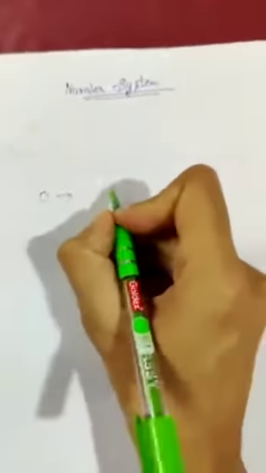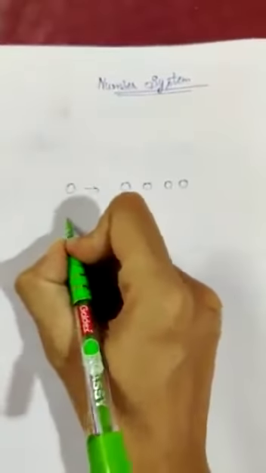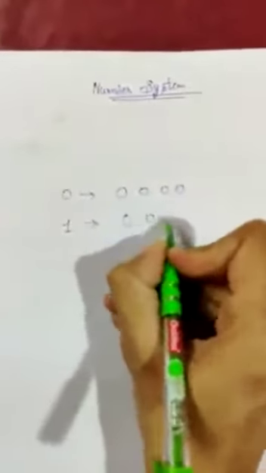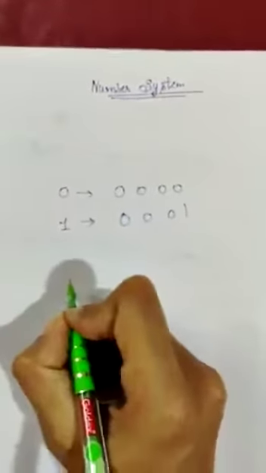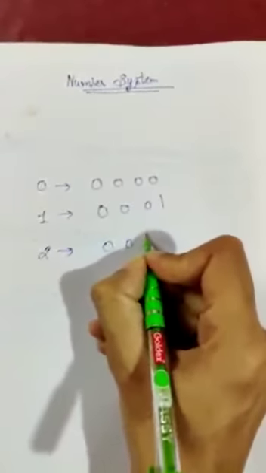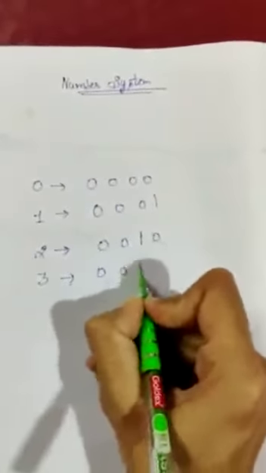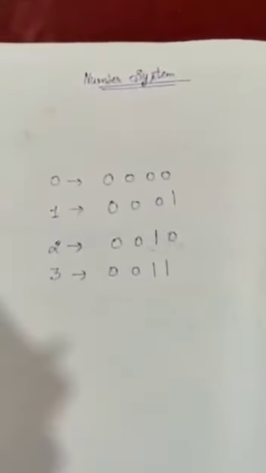Here we use 4-bit code. 0 is converted into 0000. If you want to write 1, it will convert into 0001. If you want to write 2, it will convert into 0010. And for 3 we write 0011. Why so? Why do we use 4-bit code in binary?